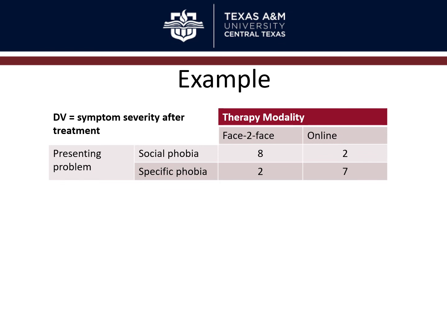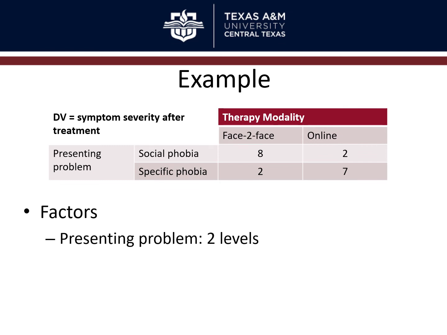Fully between subjects design, right? So people couldn't have both social phobia and specific phobia in the study. And they couldn't get therapy both face-to-face and online. It was one or the other. So, fully between subject design, how many factors should we have?